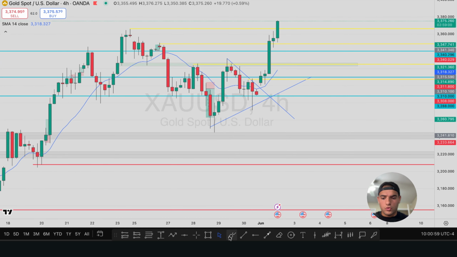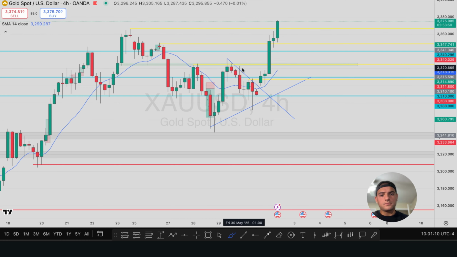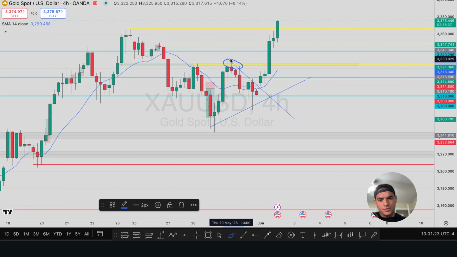So let's talk about gold now. Gold was right here when we made the last video. Now this right here is an area of resistance and support as well. So I was basically looking for a rejection on this area, and then I was going to wait and see what price, what gold, was going to do after. So price just reversed from this level of resistance and came back.